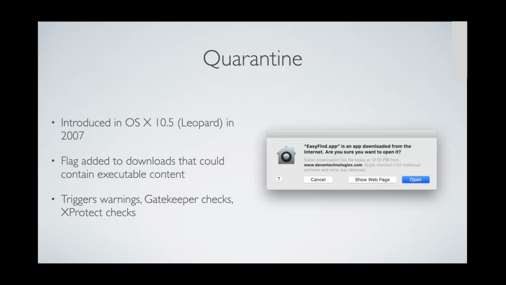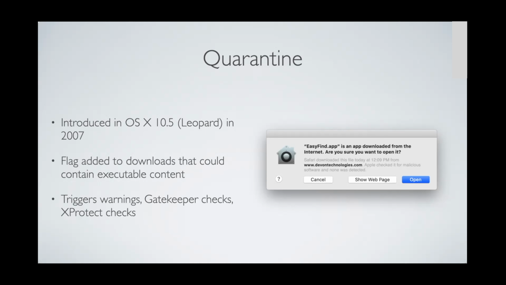So we're kind of going to go in chronological order here, and quarantine was one of the earliest security features added to macOS back in Leopard, which was in 2007. Basically what quarantine did is when you downloaded a file using something like Safari or Mail or certain other apps, if they were using the right code to do that download, then a flag would get added called a quarantine flag. And when you tried to open an executable file like an app that had that quarantine flag on it, it would trigger a warning.